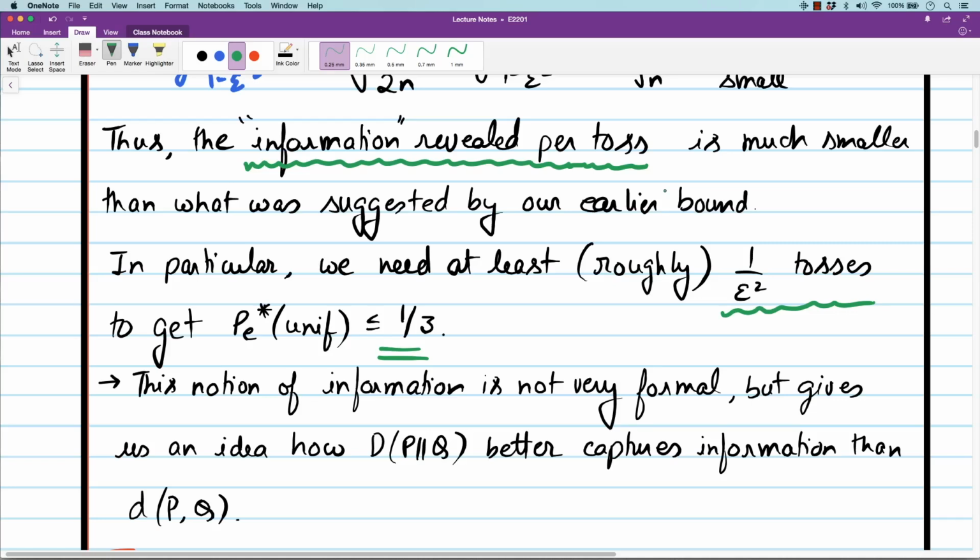Okay. So this notion of information that we presented in this example is not very formal. It's a little bit informal, but it gives us an idea of how D(p,q) better captures information than total variation distance. So KL divergence, in many examples like this, is a better way of handling information per independent sample than total variation distance. So we'll continue building our heuristic for information revealed about X by Y. See you in the next lecture.